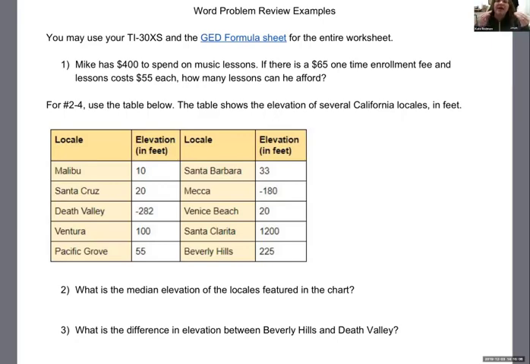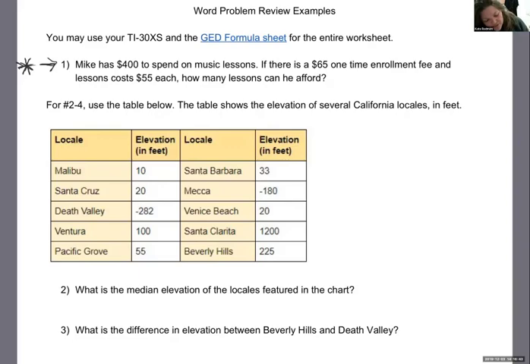Number one, Mike has $400 to spend on music lessons. If there is a $65 one-time enrollment fee and lessons cost $55 each, how many lessons can he afford? Now, whether you realize it or not, this is perhaps the most popular type of word problem on the GED. Popular because it actually relates to lines. People don't realize it, but that's okay. You don't have to know anything about lines in order to do this one. All you have to understand is the basic operations. So let's go ahead and take a look.